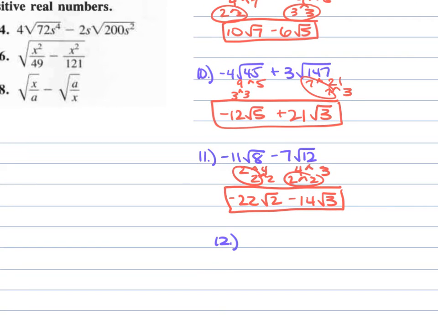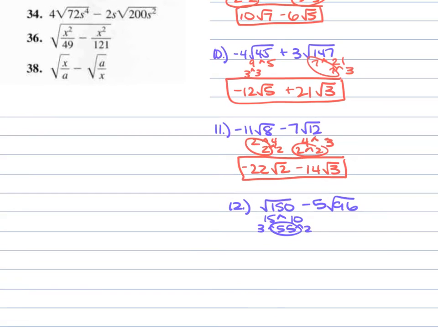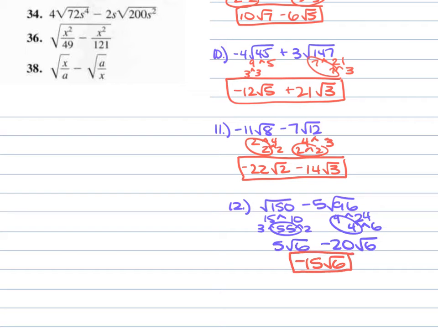For 12, we have the square root of 150 minus 5 square root 96. The 150 is 15 and 10. The 15 is 3 and 5. 10 is 5 and 2. So this is going to be 5 square root 6. The 96 is 4 and 24. 24 is 4 and 6. So that's going to be negative 20 square root 6. 5 minus 20 is negative 15 square root 6 for our answer.